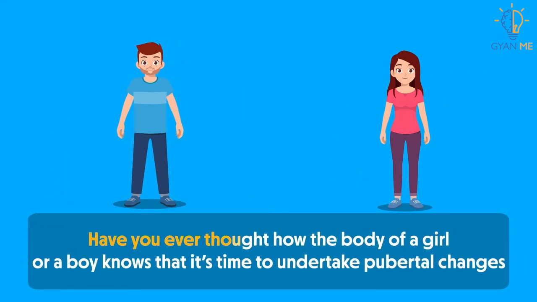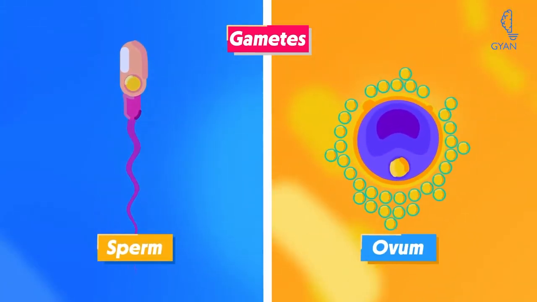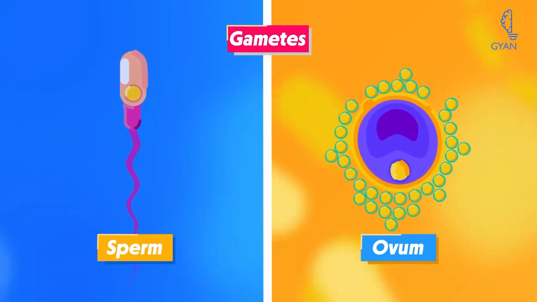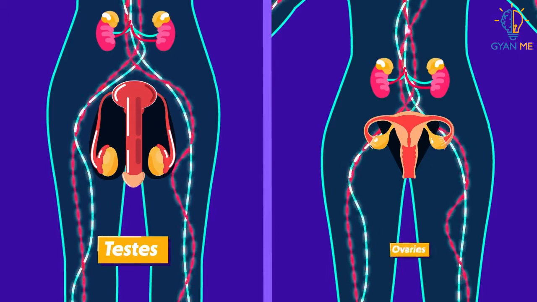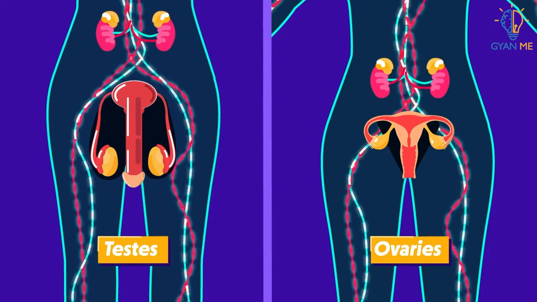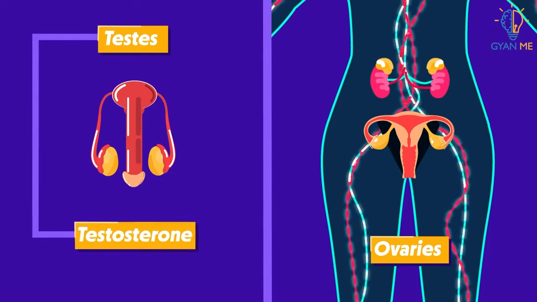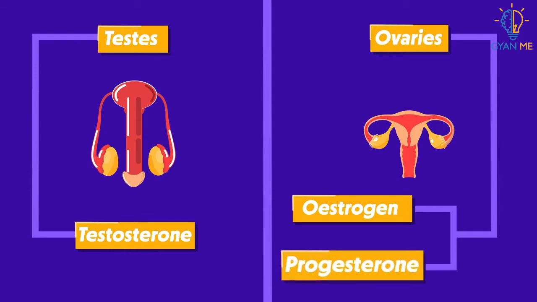Have you ever thought how the body of a girl or a boy knows that it's the time to undertake pubertal changes? Or to start the production of gametes? Changes related to puberty occur because of hormones produced by the reproductive organs, that is, testes in males and ovaries in females. Testes secrete only one male hormone called testosterone, while ovaries secrete two hormones called estrogen and progesterone.